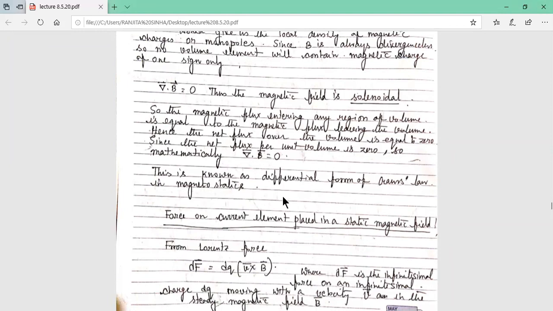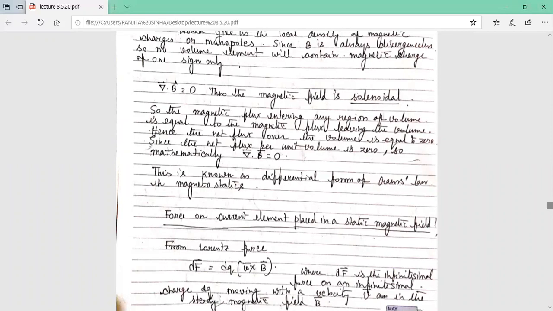If the question is given that write down the differential form of Gauss law in magnetostatics, you have to write divergence of B equal to 0. In different languages it may be given: prove that magnetic field is solenoidal in nature, show that magnetic monopole does not exist, write down the Gauss law in magnetostatics. We have discussed the differential form of Gauss law in electrostatics, but here divergence of B equal to 0 is the Gauss law in magnetostatics.